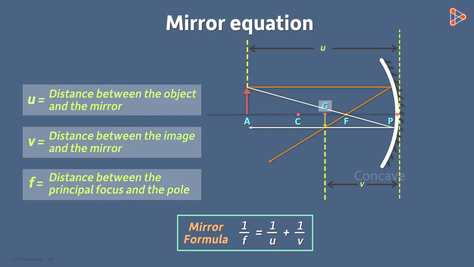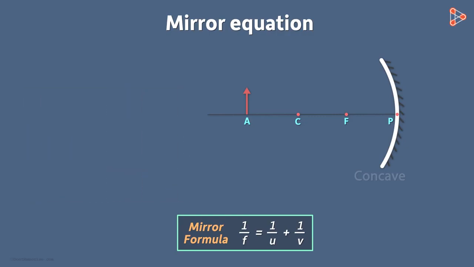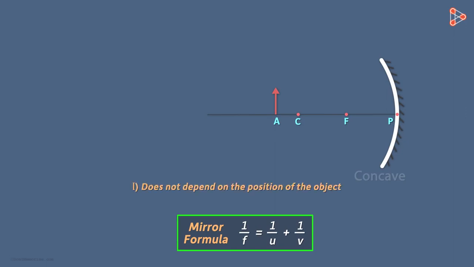Note that all the distances are measured from the pole of the mirror and not some other point on the mirror. So from the equation, you can see that it gives us the relation between the object's distance from the mirror, image's distance from the mirror, and the focal length. What if instead of this, I had placed an object somewhere else? It wouldn't change our formula. The equation does not depend on the object's position from the mirror. It is the same for any position of the object.